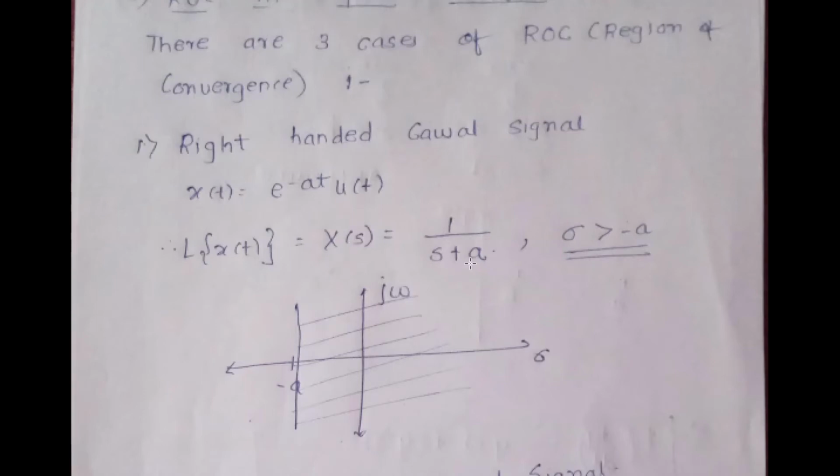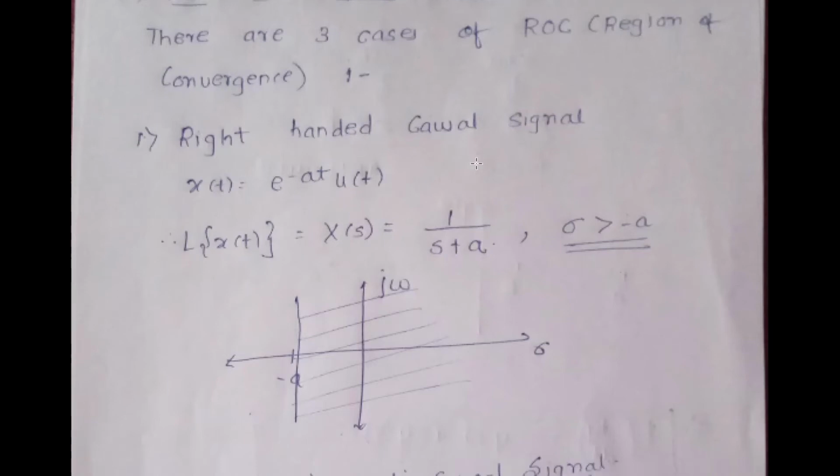These are the basic formulas of Laplace transform. If I talk about the right-handed causal signal, sigma, that's the real axis, is going to be greater than minus a. If I draw the sigma and j omega graph, it's going to be greater than minus a. Hence it's considered to be a right-handed causal signal.